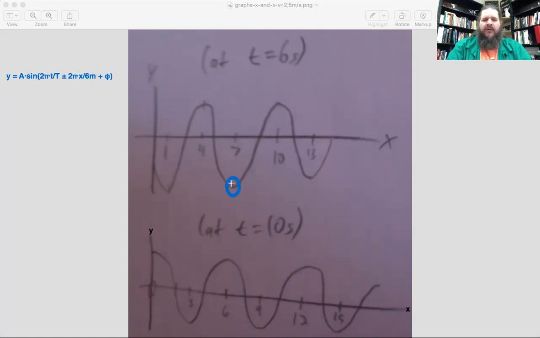What we want to do is figure out how far that trough has moved by the time we get to 10 seconds. Maybe this trough has moved to the left, or maybe it has moved a little bit to the right, or maybe it has moved a lot to the right. We don't know yet. In fact, there isn't really a way to tell just from this much information. We're going to need one more piece of information.